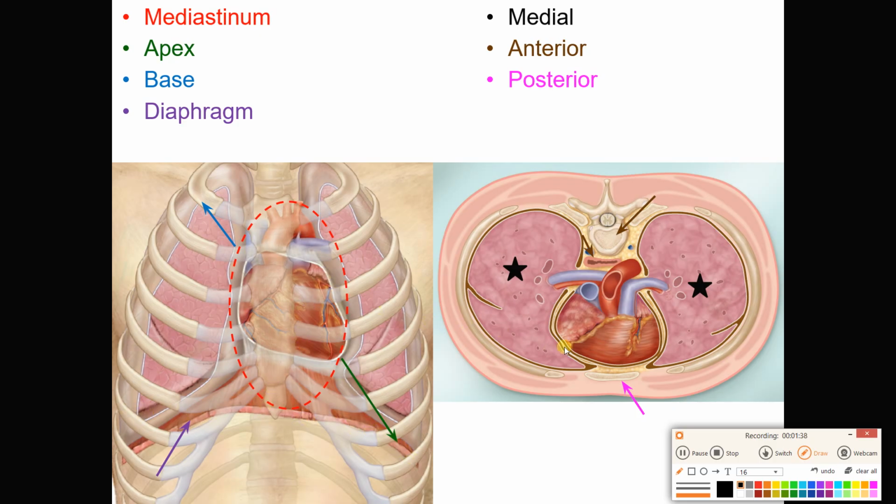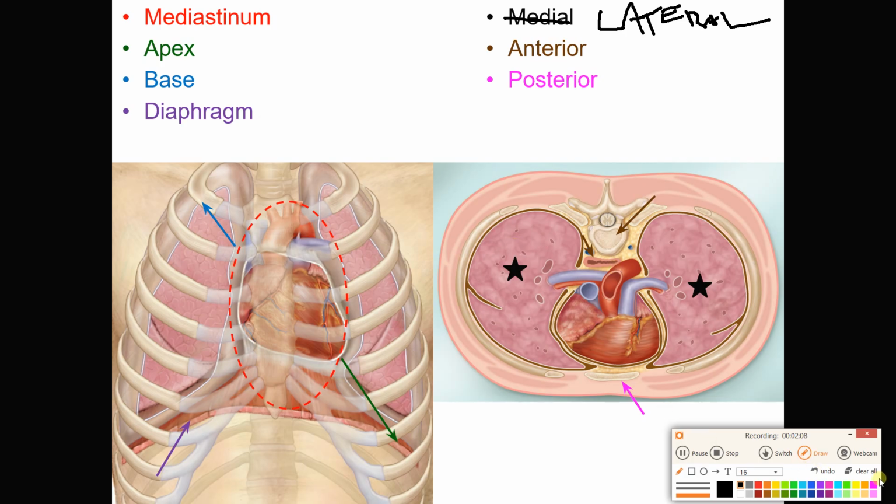Now, medial to the heart, so here's our heart in this transverse section. Medial to the heart, not medial to the heart, sorry, lateral to the heart are the two lungs. I don't know why that says medial up there. Should say lateral. Let's cross that out. Lateral. Lateral to the heart, what do we find? We find the lungs.